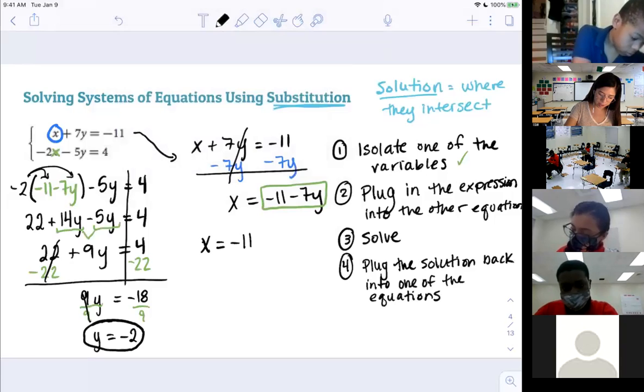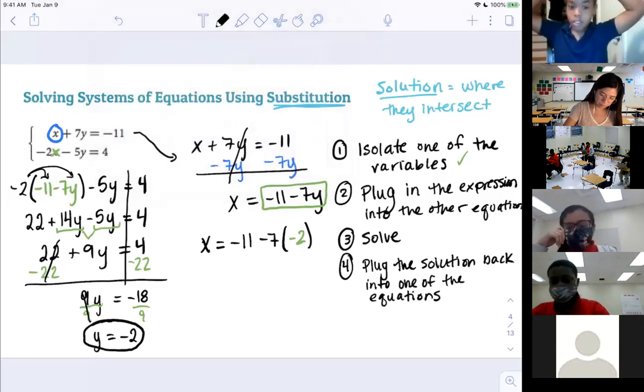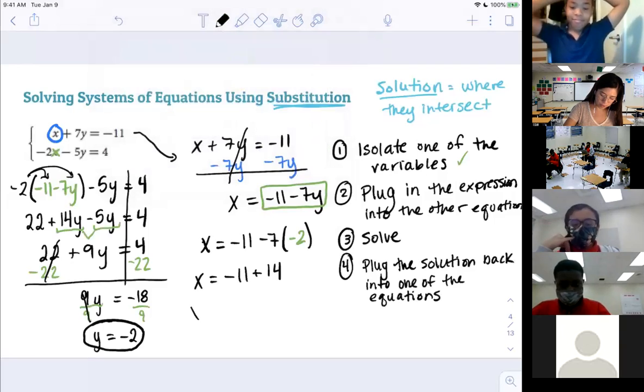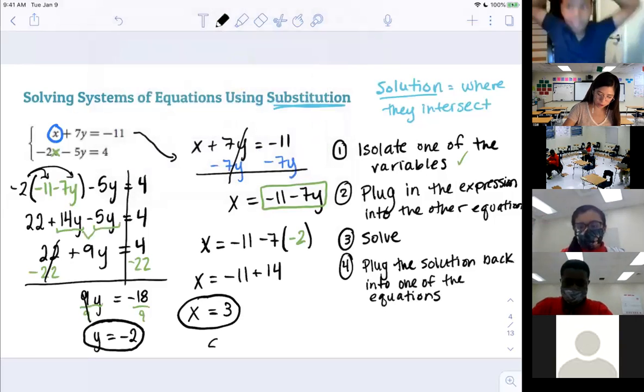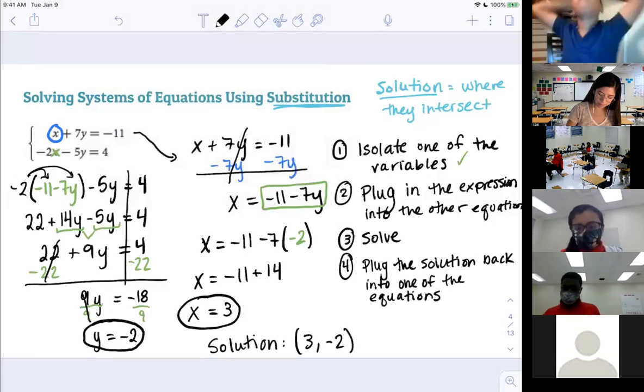So I'm doing negative 11 minus 7 times negative 2. So I plugged in negative 2 for y. The answer is 3 comma -2. Negative 11 plus 14 does give me 3. And like Daniel said, the solution is 3 comma negative 2. Good job.